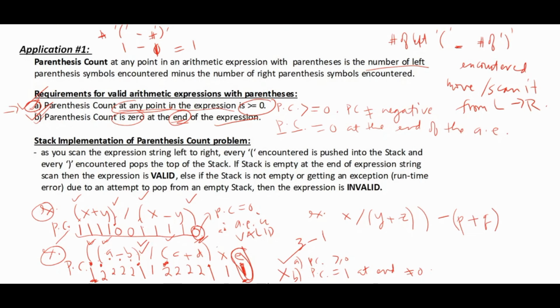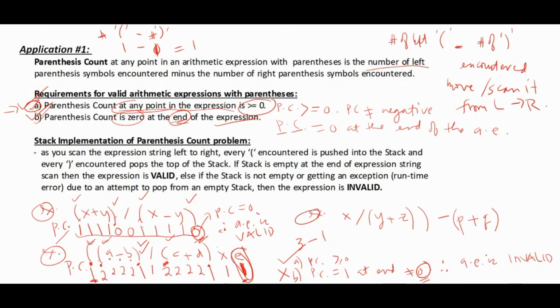So we conclude that the arithmetic expression is invalid because it does not satisfy the second requirement, which is that the parenthesis count at the end of the expression must be equal to 0. Meaning, when the parenthesis count is equal to 0 at the end, it means that in the arithmetic expression, the number of left parentheses is equal to the number of right parentheses.